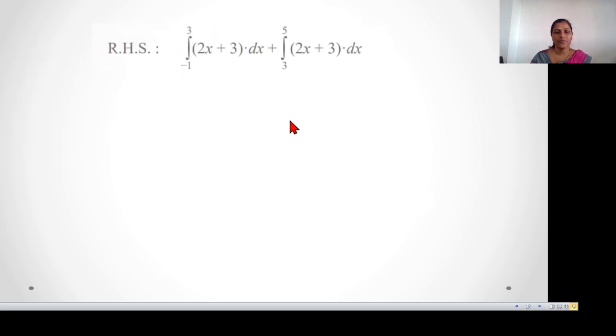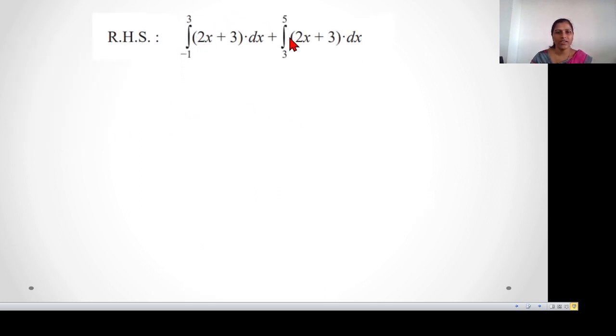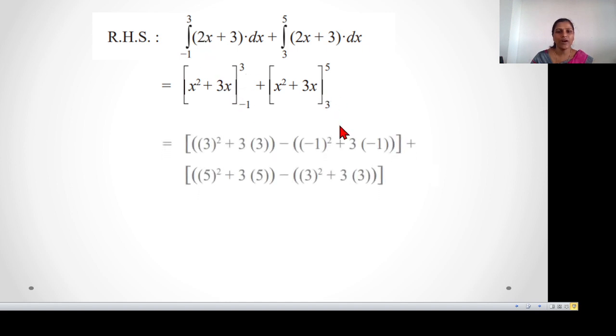Now we will solve the RHS. In the RHS, there are two integrals. We have already found the integral of 2x plus 3 in the previous slide. Then we directly put here the term x square plus 3x as the integral of 2x plus 3 in both terms, and only the limits change. So here it is minus 1 to 3, and here it is 3 to 5.